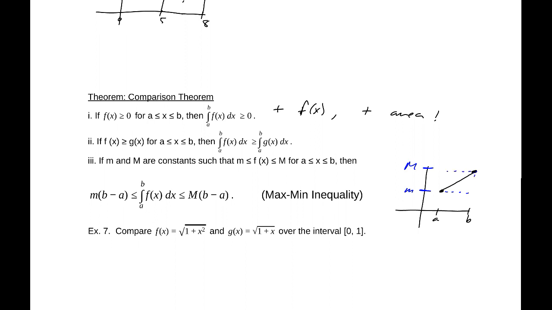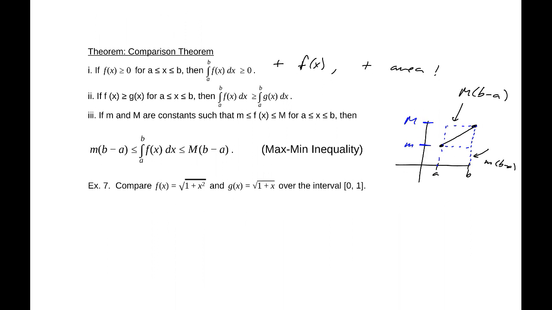So let's suppose I box this in. The area of the lower box would be m times b minus a. The area of the bigger box would be capital M times b minus a. So certainly the area is between those two. So let's actually apply that one real quick.